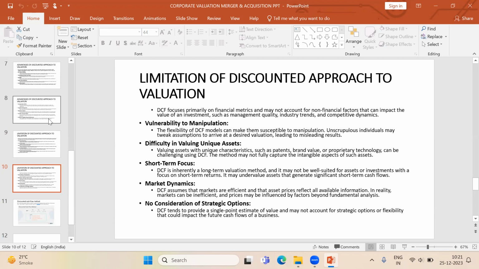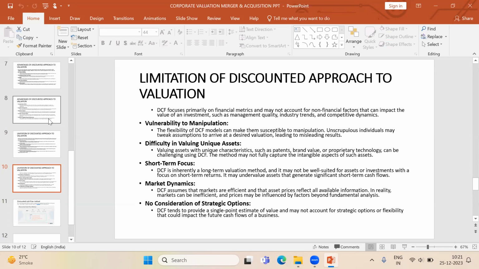Difficulty in valuing unique assets. Valuing assets with unique characteristics such as patents, brand value, or proprietary technology can be challenging using DCF. The method may not fully capture the intangible aspects of such assets. Short-term focus. DCF is inherently a long-term valuation method, and it may not be well suited for assets or investments with a focus on short-term returns. It may undervalue assets that generate significant short-term cash flows.